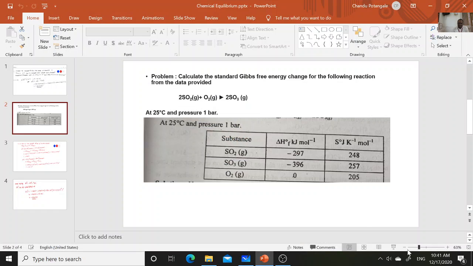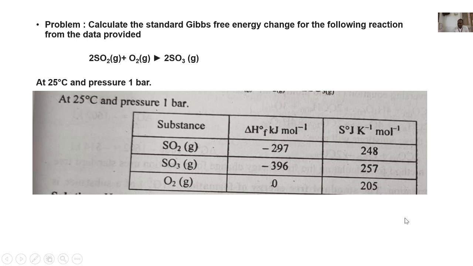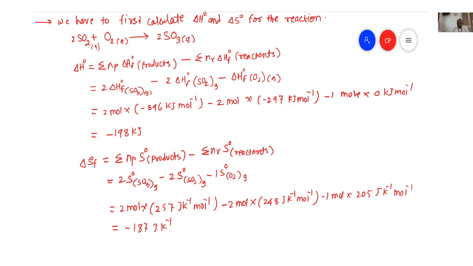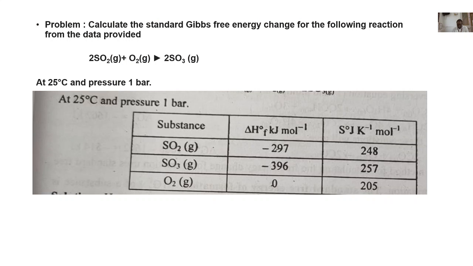Let's remind the things we are learning nowadays. We are learning chemical equilibrium. In chemical equilibrium, we have seen the different terminology, that is Gibbs free energy, standard Gibbs free energy, enthalpy of formation, etc. We have seen in the last lecture the problem regarding this topic. Today we will see more problems regarding the calculation of the Gibbs free energy.